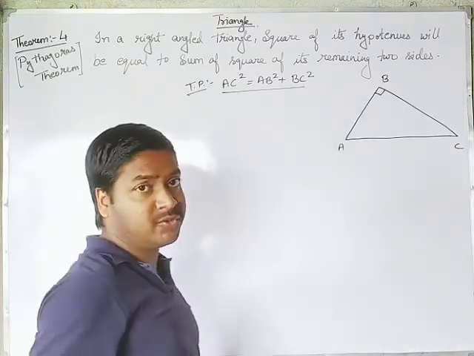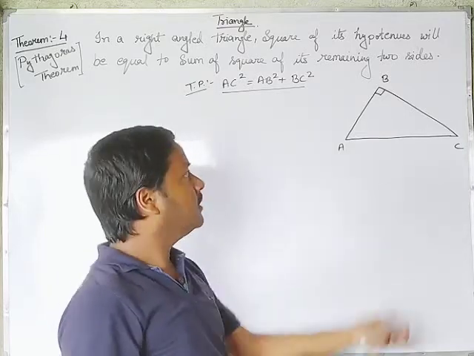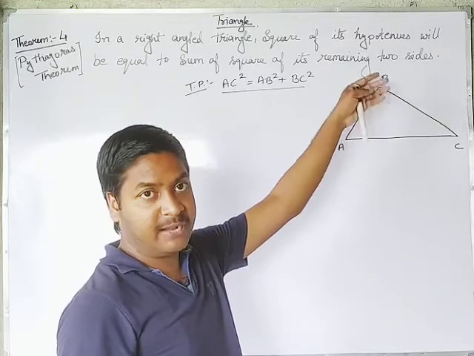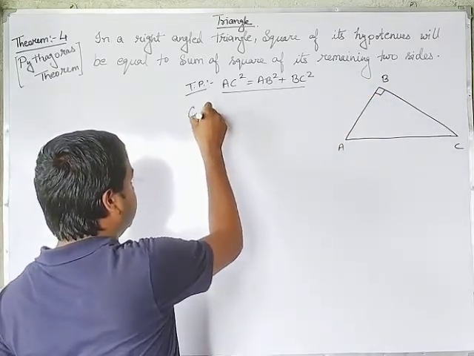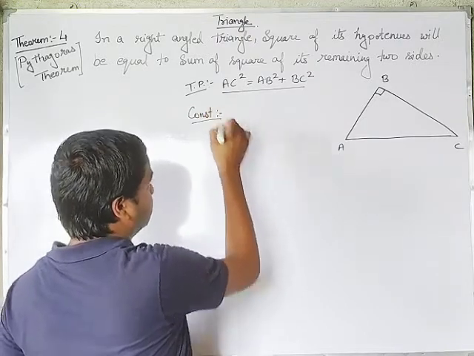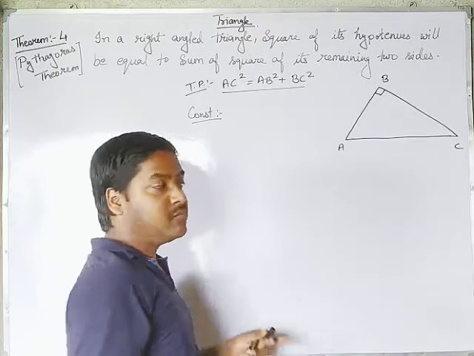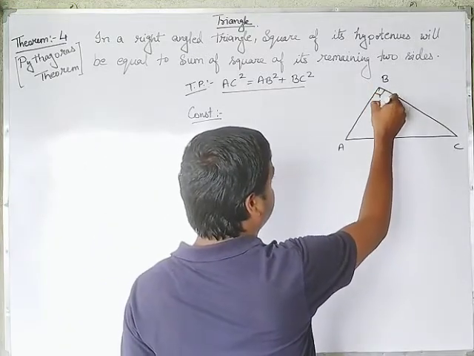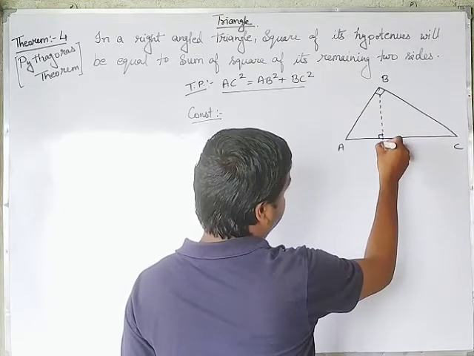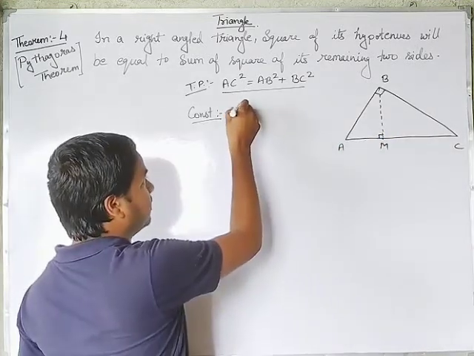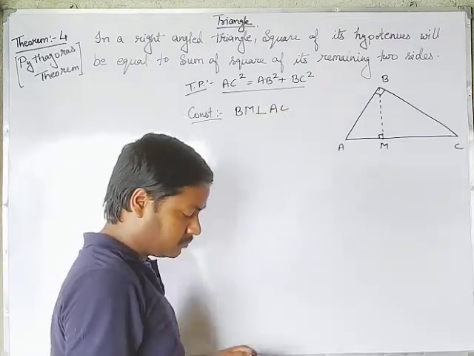In order to prove this, at first we will draw one construction, that one perpendicular line is coming from B that will be perpendicular to AC. So I will write here construction. Since ABC is given, we can write M, P, Q, any name for the perpendicular. This is the perpendicular line. Let it be M. In the construction we will write BM is perpendicular to AC.